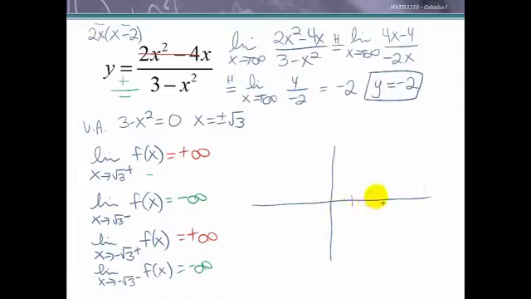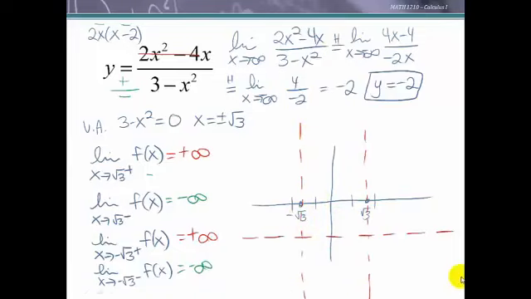So here we have 1 and 2 here, and if we're looking at the square root of 3, that is about right here, and negative square root of 3 is about right there. We know we have a horizontal asymptote at negative 2, and we know that as we go out on the ends, this graph is going to be heading towards this line. And we know we have vertical asymptotes at square root of 3 and at negative square root of 3.